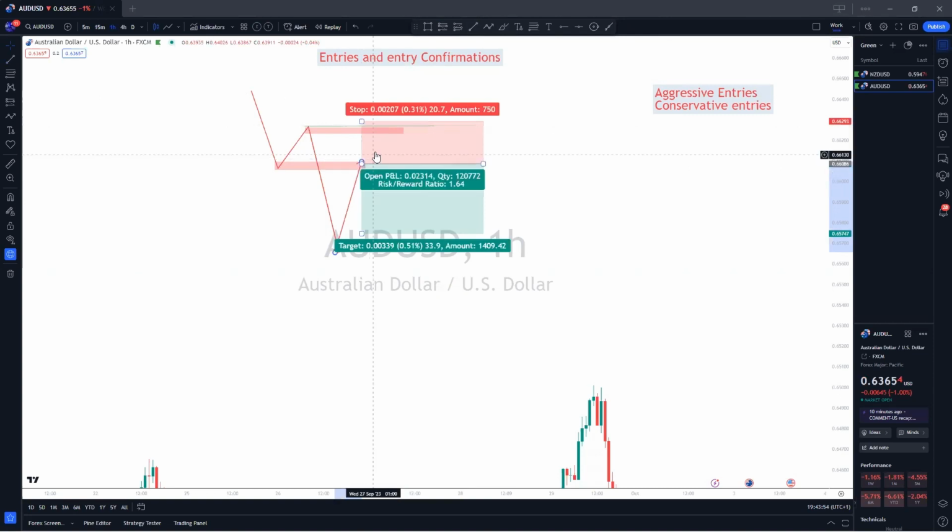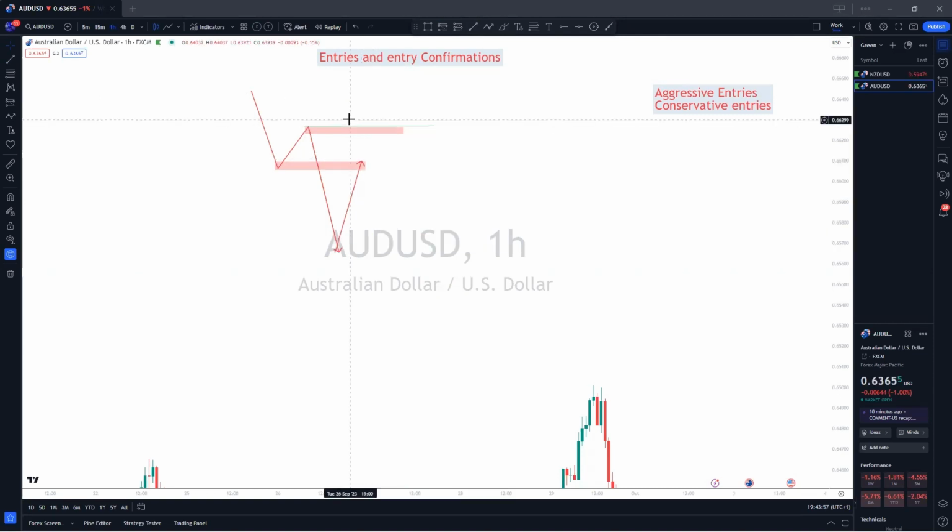Remember, I'm taking this sell. I'm not looking for any extra confirmation. Do you understand? I'm taking this sell. I'm more or less basing my entry on the fact that, since we have a lower low, price is going to come back and create what?